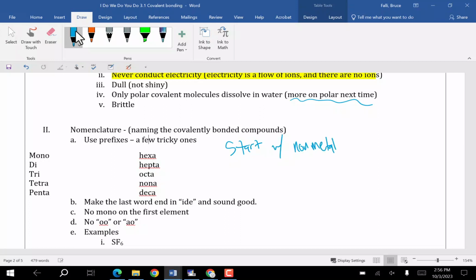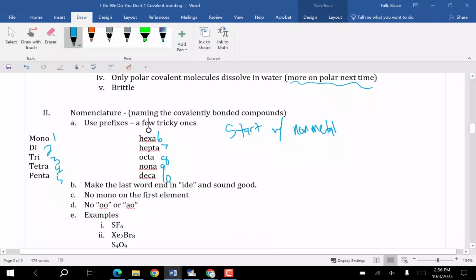And then we have to learn these prefixes, right? Mono is 1, di is 2, tri is 3, tetra is 4, penta is 5, hex is 6, hept is 7, oct is 8, non is 9, dec is 10. Okay? So we're going to use the prefixes, and we're going to make the last word end in "ide," which we did last unit a little bit, and sound good.